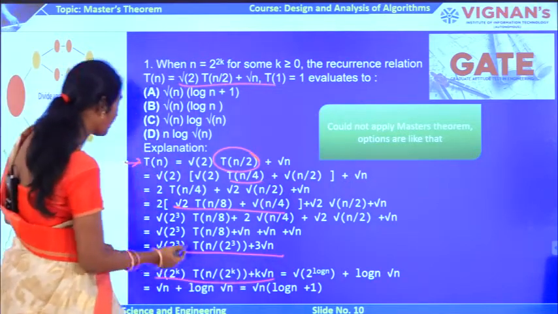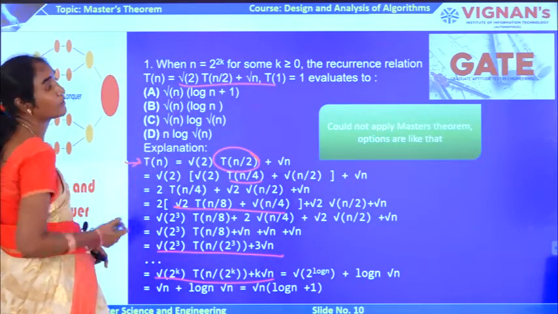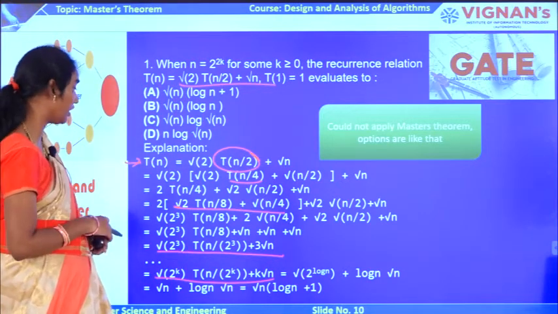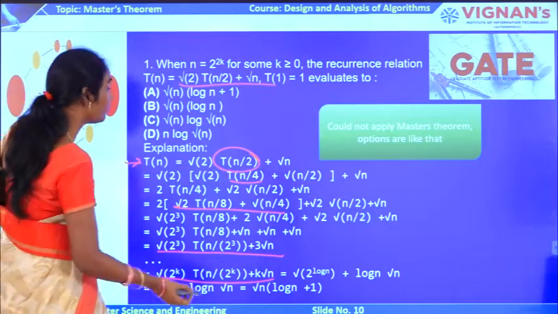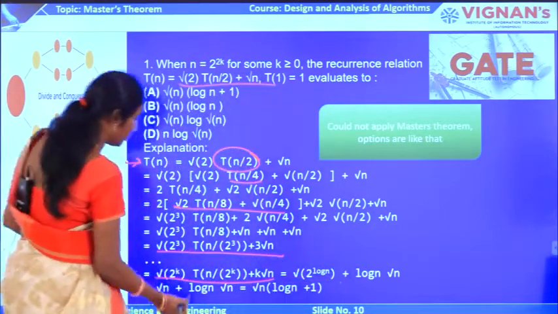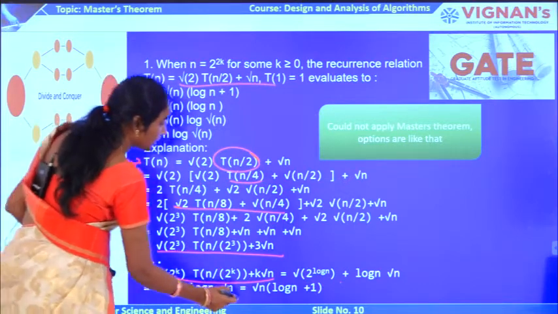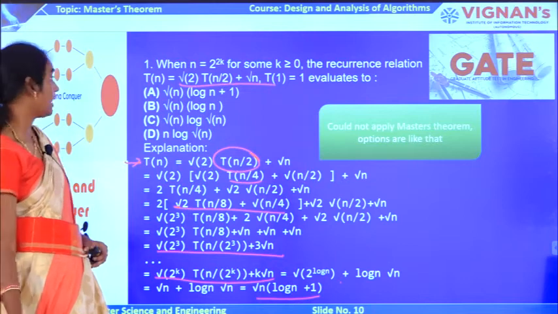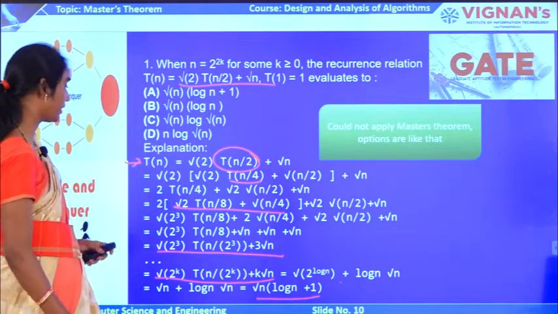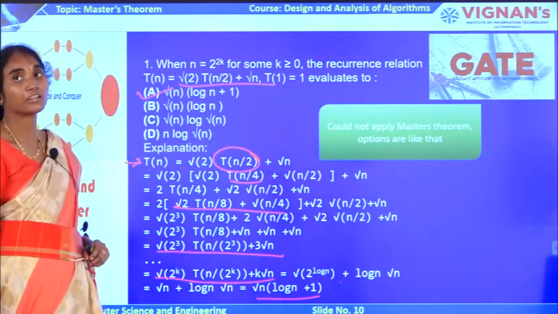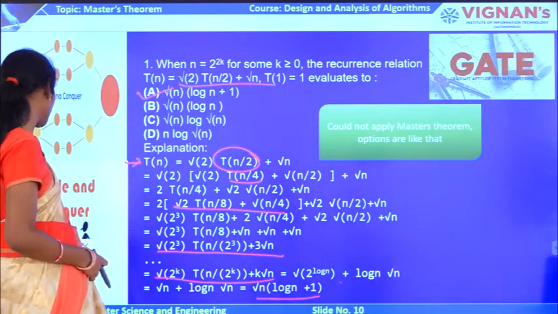Now if I am substituting n is equal to 2 to the power of 2k, what is the k value? The k value will be log n. So now root of 2 to the power of log n + log n into root n. This can finally be written as root of n into (log n + 1). Likewise we need to evaluate. This is your final solution, so A is the correct option for this particular question.